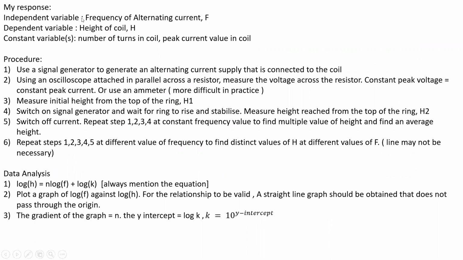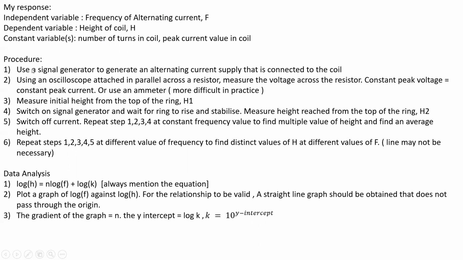For the independent variable, I just write frequency of alternating current, f. Dependent variable is height of the coil, or maximum height of the coil reached, H. Constant variables: number of turns of the coil, and peak current in the coil. I would recommend you write full sentences for this because sometimes it's a bit vague. So, keep the number of turns of the coil constant, keep the peak current value in the coil constant, instead of just writing constant variables and listing them.